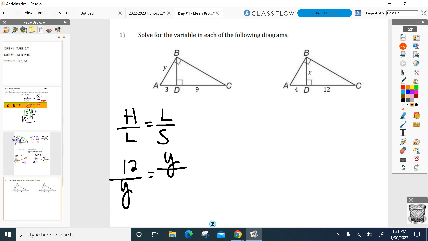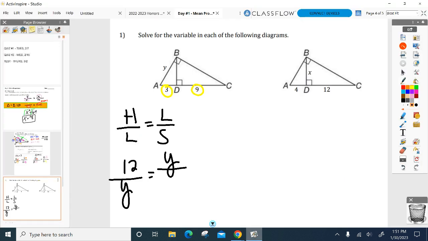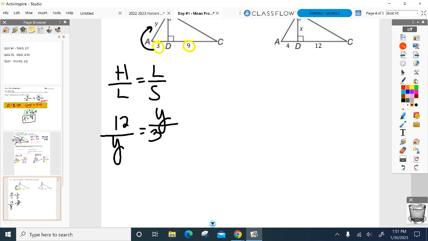Now here's really the only issue you're going to have. Which segment? Because you got 2 of them on here, right? You got AD and you got DC. Which segment do we use in Hills? AD, the one adjacent to it. The one adjacent to the leg we're using. So that's why I'm putting a 3 here and not a 9. And look, this is what we did at the beginning of class. This is a mean proportion, isn't it? Means are the same. And that's what Hills and SAS are.